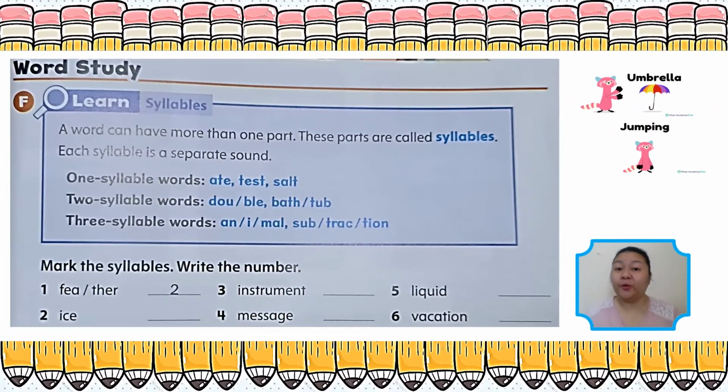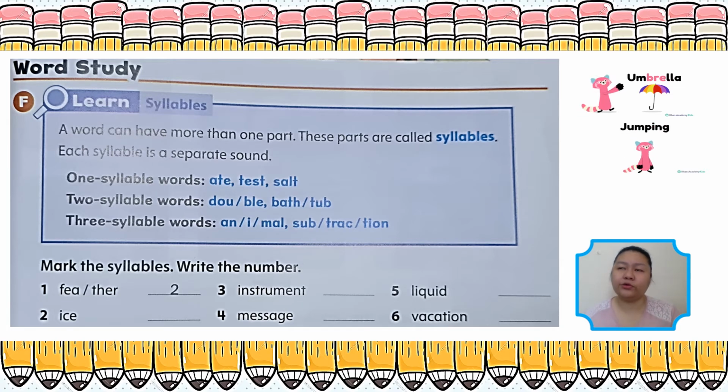We will be discussing syllables. Now, what's a syllable? Syllable is a word that can have more than one part. These parts are called a syllable. Each syllable is a separate sound. Now, syllable is also used so that it's easier for us to read words, especially words that are very long.